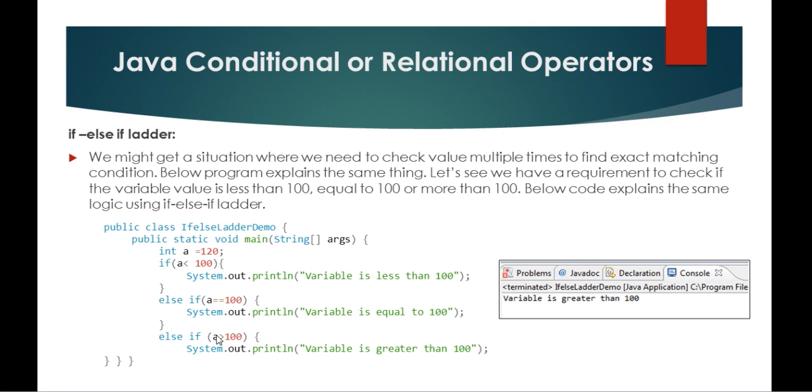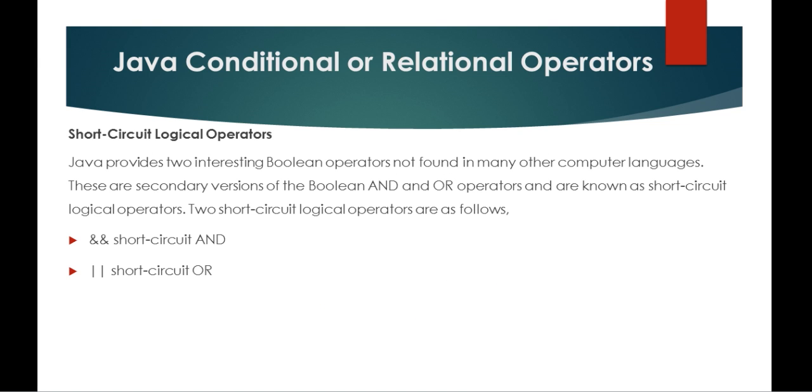Is A greater than 100? Since this is true, eto na yung i-output niya: variable is greater than 100. And actually, meron din itong default, yung else lang. Pag halimbawa, all those conditions are false, yung else naman na yung i-output niya. Mamaya, gawa tayo ng code niyan para mas maintindihan nyo.